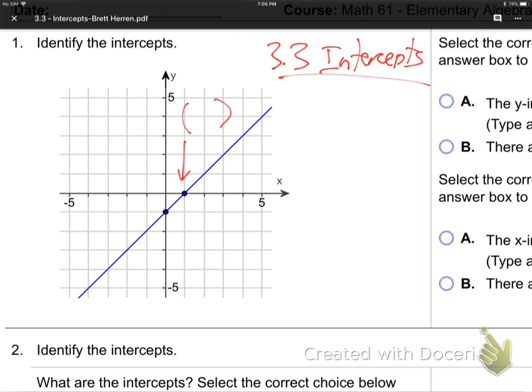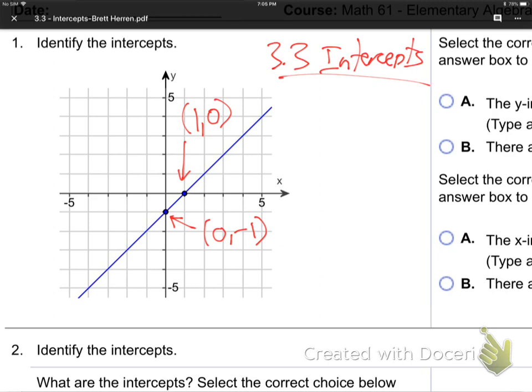Remember how we do coordinates? First number is what? X. Yeah, it's over. It's x, right? Second number's up, down, it's y. So that's over 1, up 0. You good? This point is over 0, down 1, isn't it? We good? So those are the two intercept points.